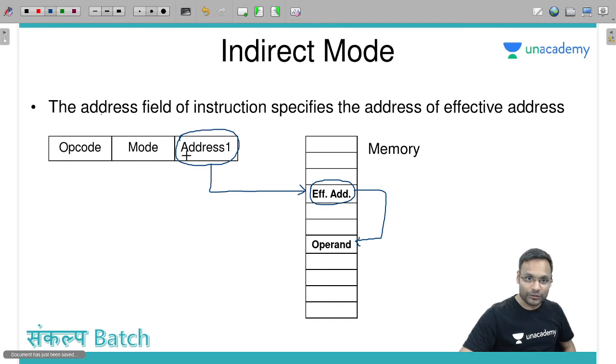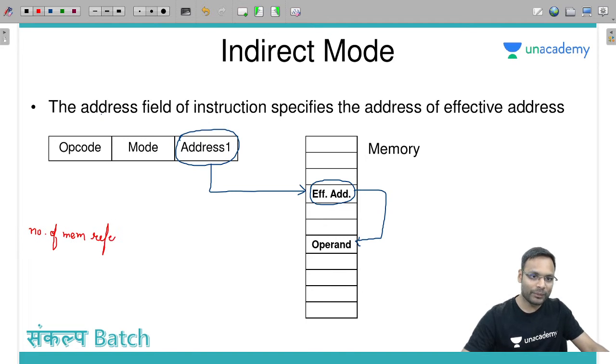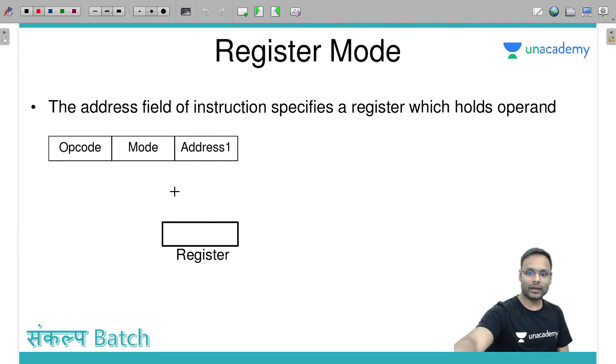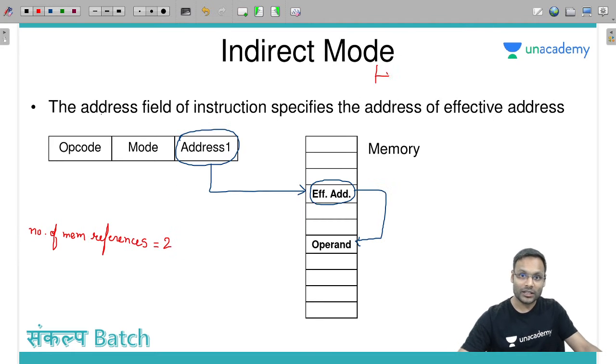So the address part of the instruction, what does this specify? The address of the effective address. Now in this particular case, can you tell me how many memory references are required for getting the content? One for the effective address, one for the operand. 2 memory references are required. And this particular indirect mode is used for what? Used to implement pointers.